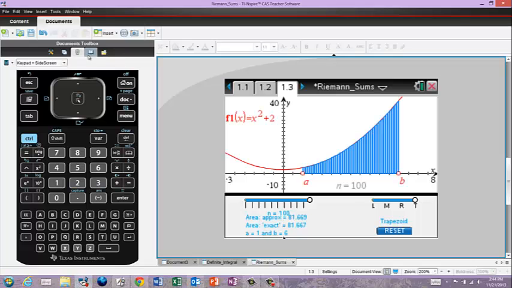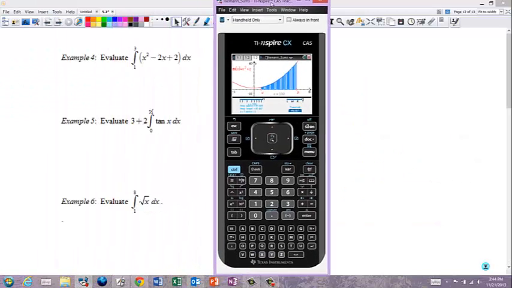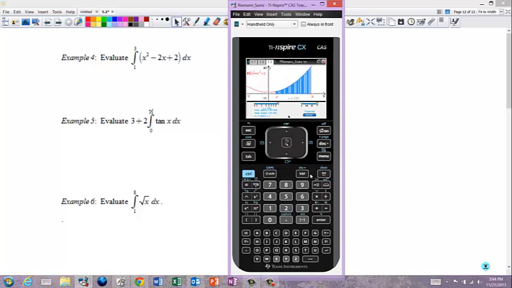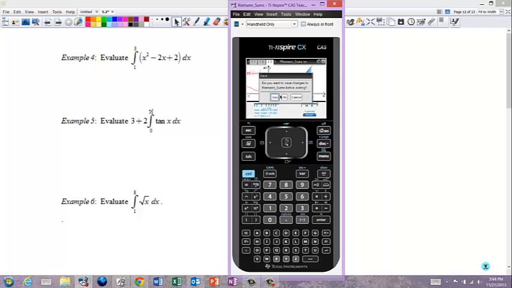So hopefully you can see all this. If you're doing this on your phone, it's going to be teeny tiny. I'm going to go to a calculator screen. It says evaluate from 1 to 3 of x squared minus 2x plus 2 dx.